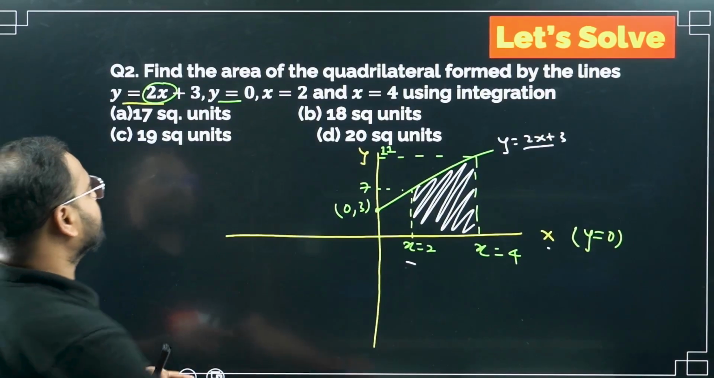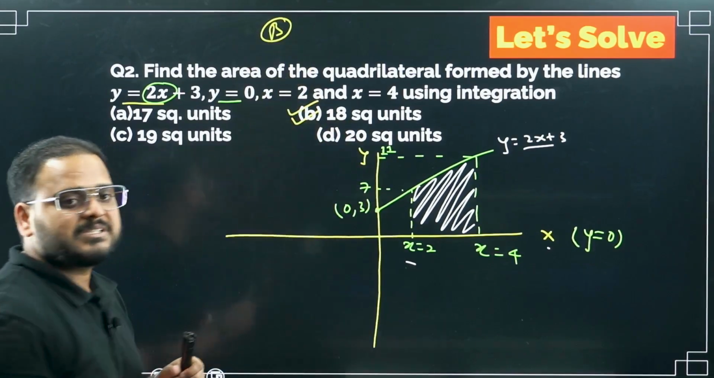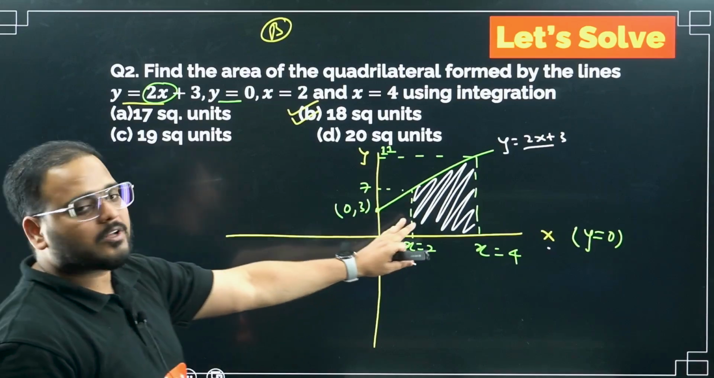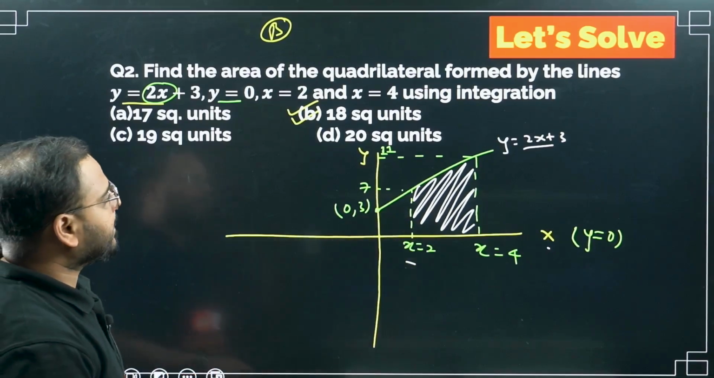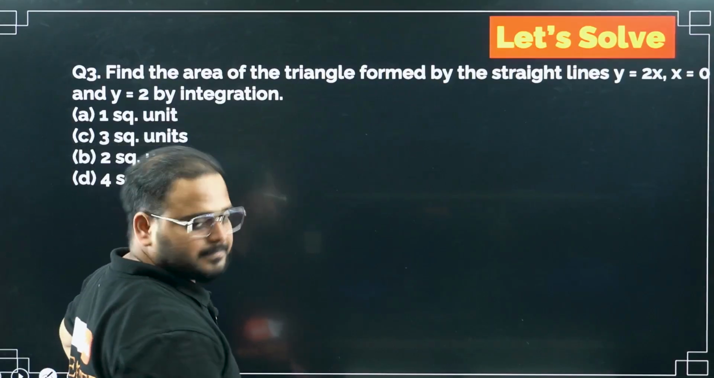18 square units. Option number B. Okay. Simple question. Very simple. You just have to draw the graph to understand the curve. Okay. Chaliye. I hope this is visible.